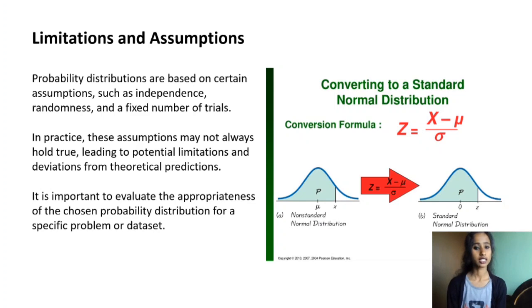Limitations and assumptions. Probability distributions are based on certain assumptions such as independence, randomness, and a fixed number of trials. In practice, these assumptions may not always hold true, leading to potential limitations and deviations from theoretical predictions. It is important to evaluate the appropriateness of the chosen probability distribution for a specific problem or dataset.